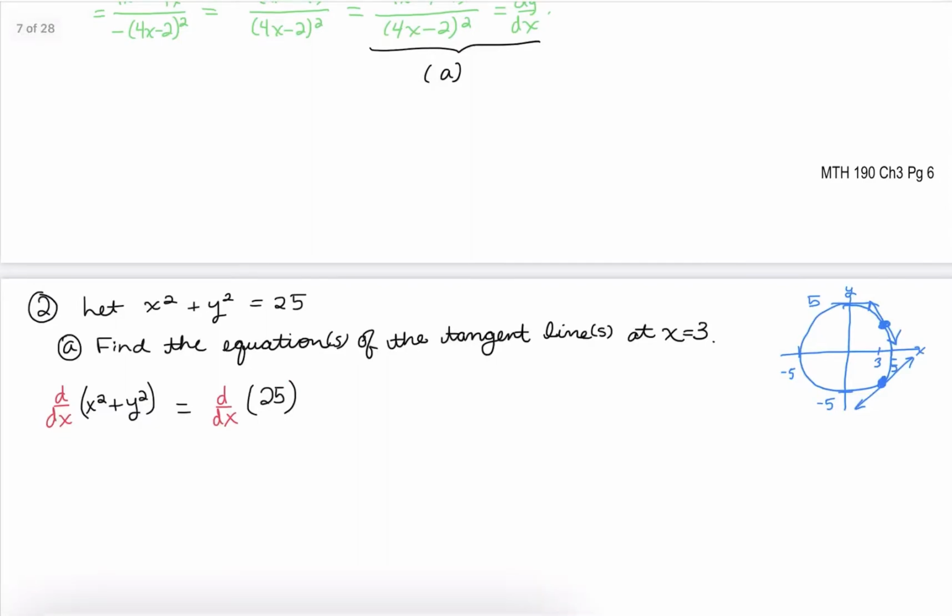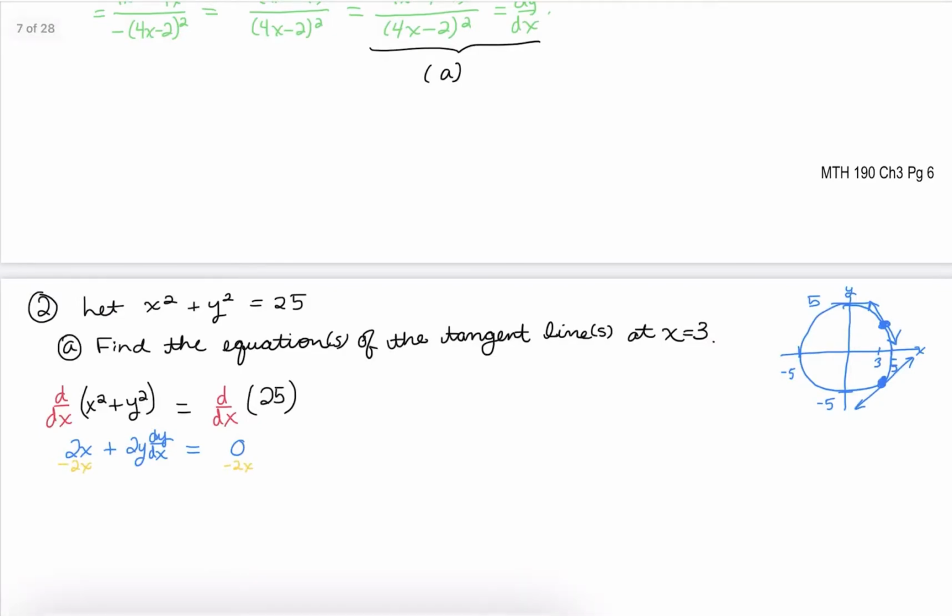The derivative of x squared, of course, is just 2x. The derivative of y squared is 2y, and treating y as a function of x, we multiply by a factor of dy dx. That's the key with implicit differentiation that we've talked about. And that equals the derivative of 25, which is 0. This one's pretty nice and quick to solve for.